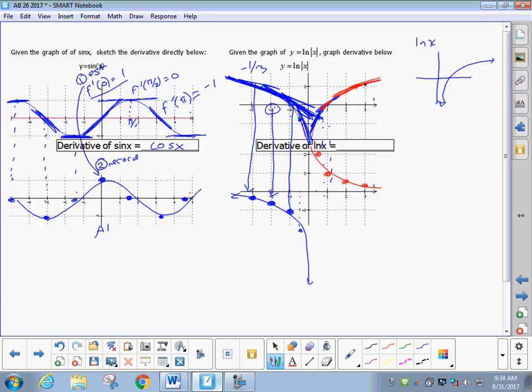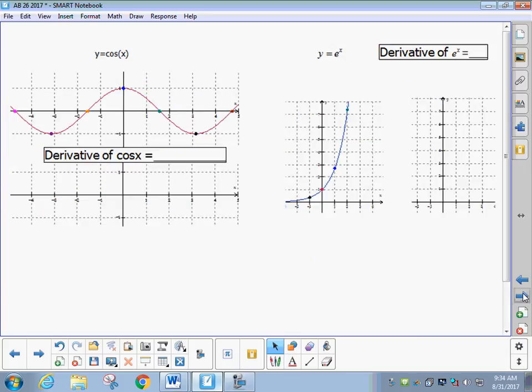So, the derivative of natural log looks like that. This is the derivative graph. What does that look like? 1 over x. The derivative of natural log is actually 1 over x. Okay, that's the idea. Draw slopes, estimate the number, record the number. Try the next two.